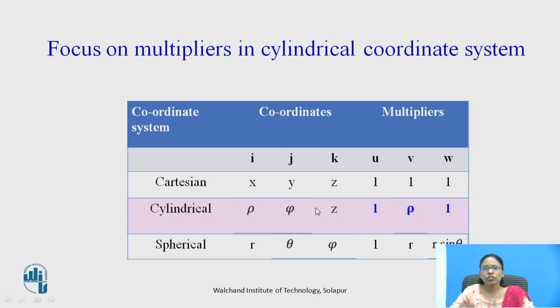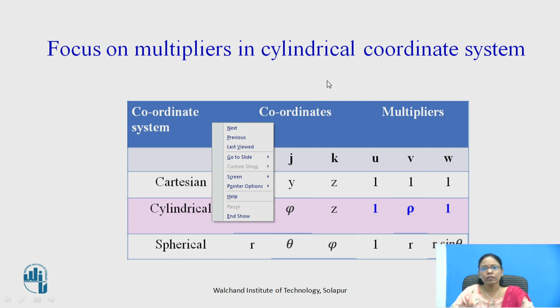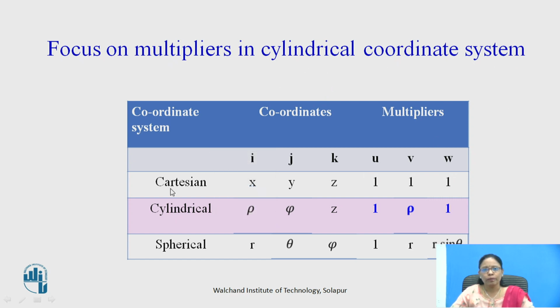Here, as the question is on the cylindrical coordinate system, let us focus on the multipliers in the cylindrical coordinate system. The coordinates I, J, K are rho phi z respectively, and the multipliers U, V, W are 1, rho, 1 respectively.